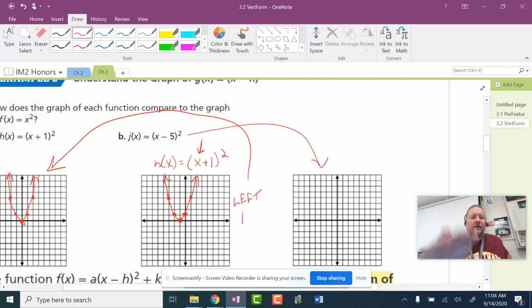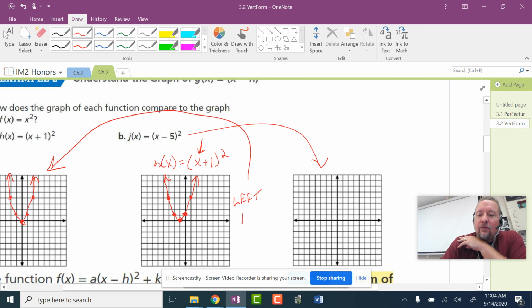And then, of course, for this last one, I don't want to have to rewrite it again. But look at what happens when you plug in 0. Oh, no. 0 minus 5 is -5. -5 squared is 25. It's way up there, off the grid. So I need to do something different. Plug in a number that makes the parentheses 0. That's probably going to be where the vertex is.